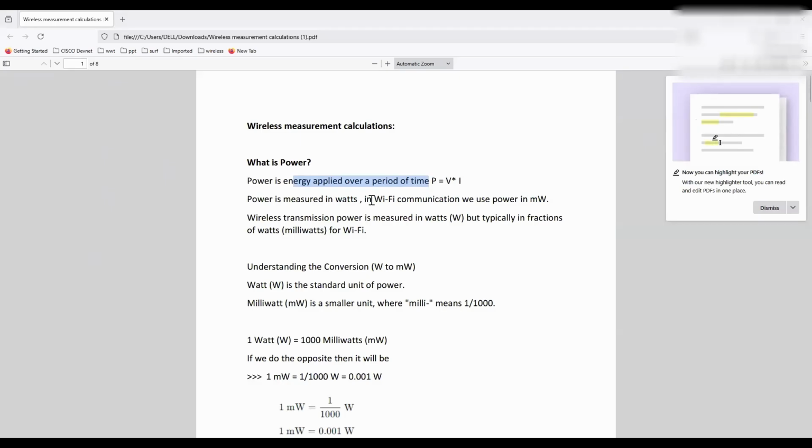Power is measured in watts. In Wi-Fi communication, we use power in milliwatts. Wireless transmission power is measured in watts, but typically in fractions of watts.